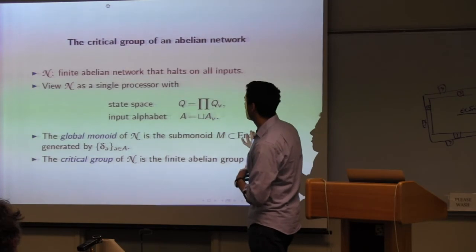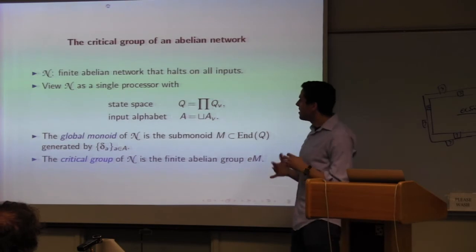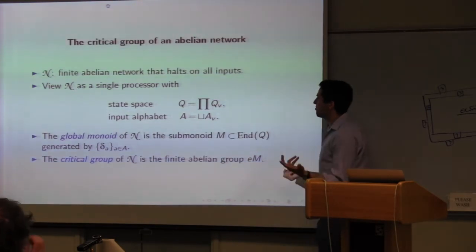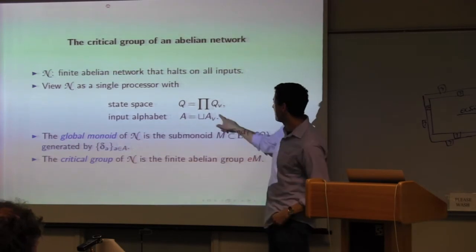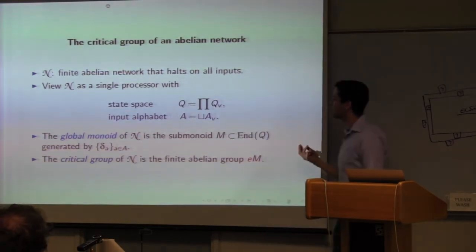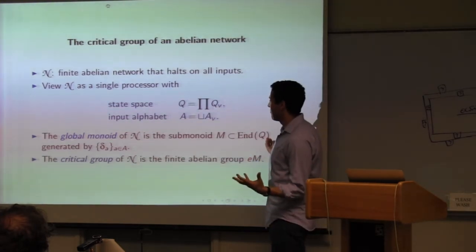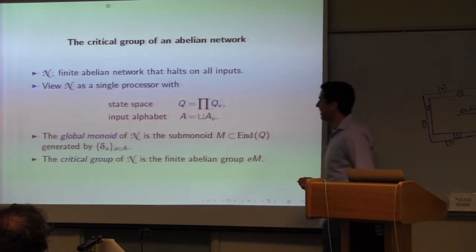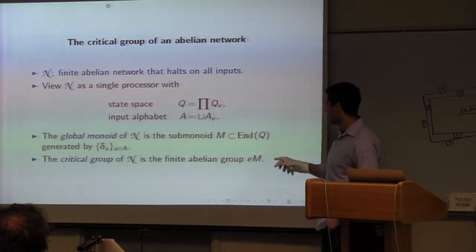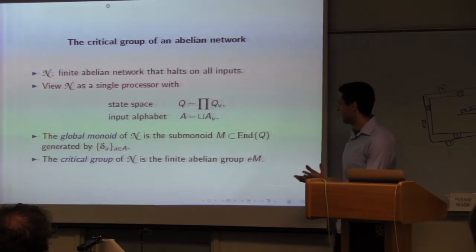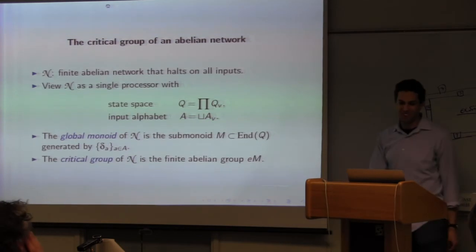Okay, so let me define the critical group. So you can view your whole network. Suppose you have a network that halts on all inputs. View it as just a single big Abelian processor whose state space is the Cartesian product of all your state spaces, and whose input alphabet is the disjoint union of all your alphabets. Then this big processor has a monoid, which we'll call the global monoid, and we define its critical group as in the previous slide. So it's the ideal in that monoid generated by this product of all idempotents.